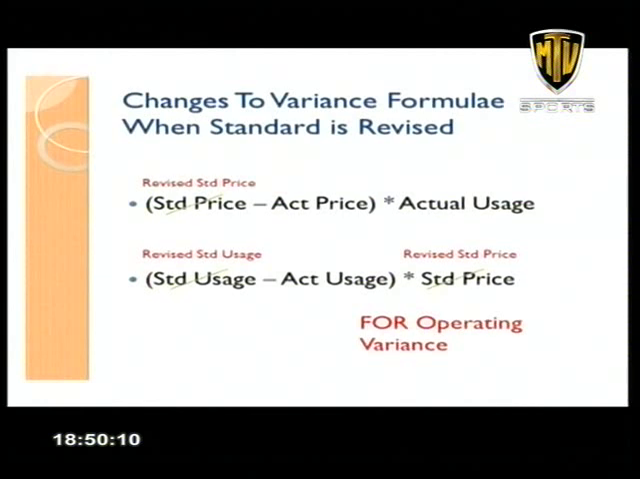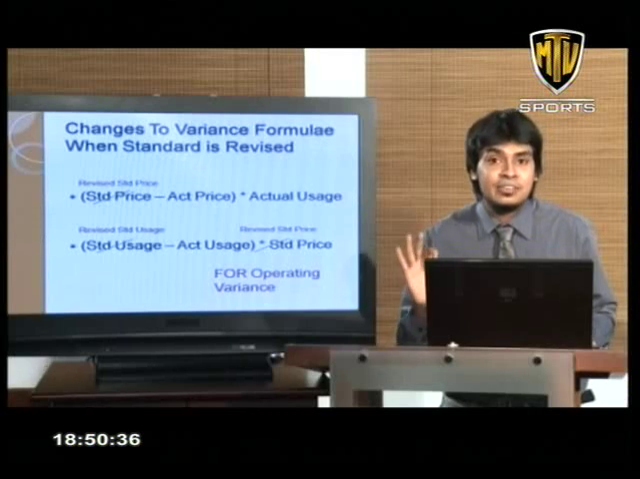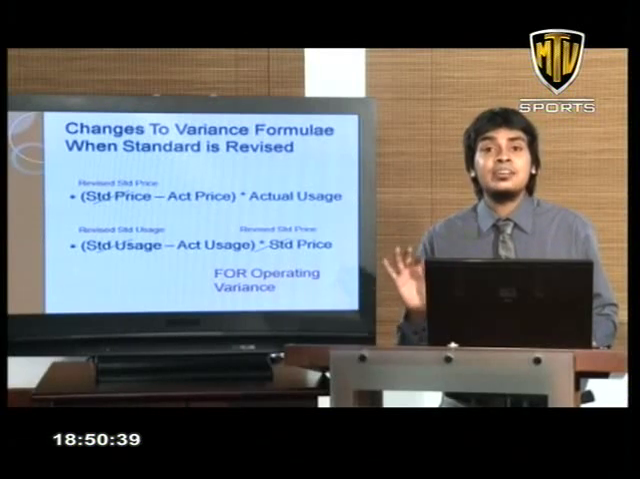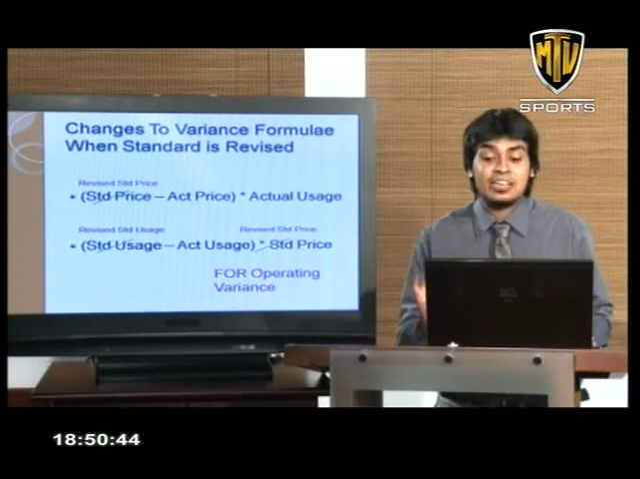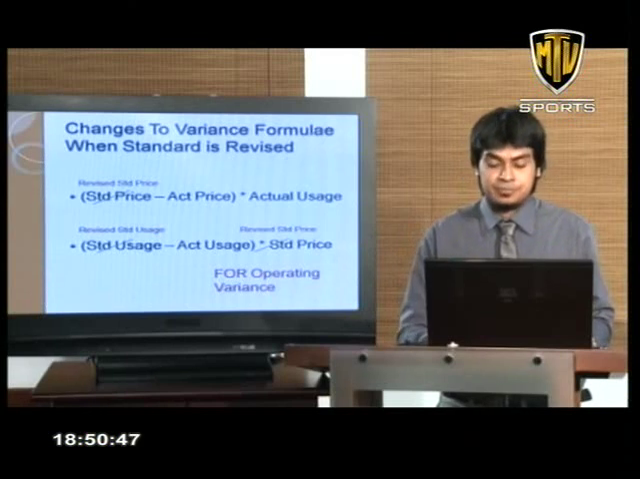As far as the operating variances are concerned, again it's very similar. Normally you compare standard and actual. But in the case of an operating variance, what you need is not your original standard and actual, but your revised standard and your actual. So wherever you have standard, you slash that and make that revised standard. When you have standard price, you make it revised standard price. When you have standard usage, you make that revised standard usage. But again, remember, revised standard usage is equal to the revised standard usage per unit multiplied by the actual activity level, that is the actual units of production.